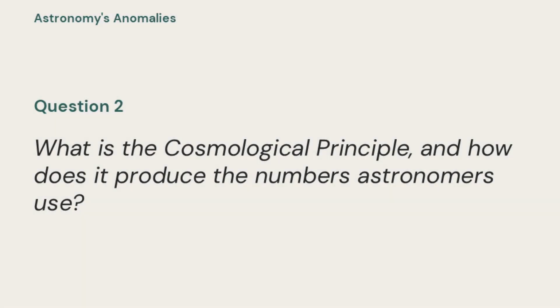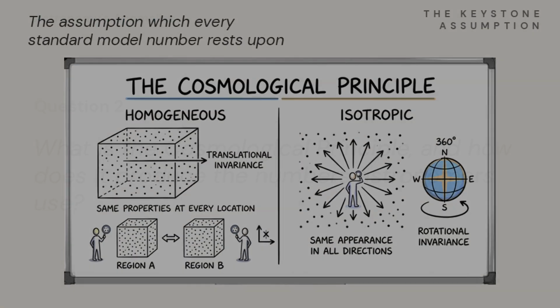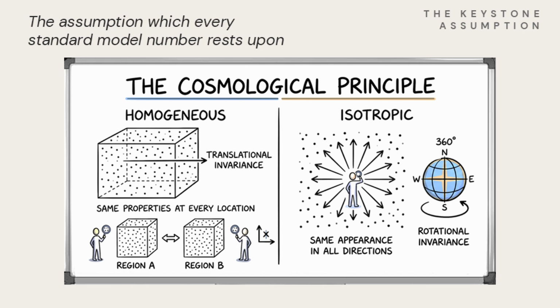Question 2. What is the cosmological principle, and how does it produce the numbers astronomers use? The cosmological principle is the assumption that the universe, viewed at sufficiently large scale, is homogeneous, the same everywhere, and isotropic, the same in every direction. No location is special, no direction is preferred. There is no center. Einstein adopted this assumption in 1917 as a mathematical simplification.